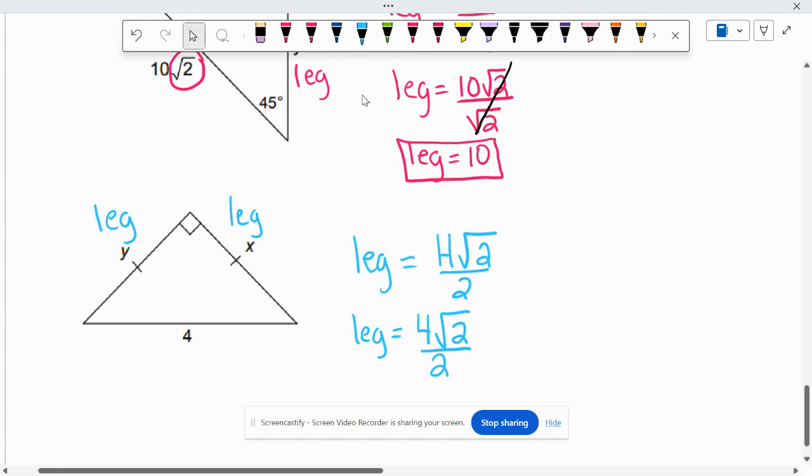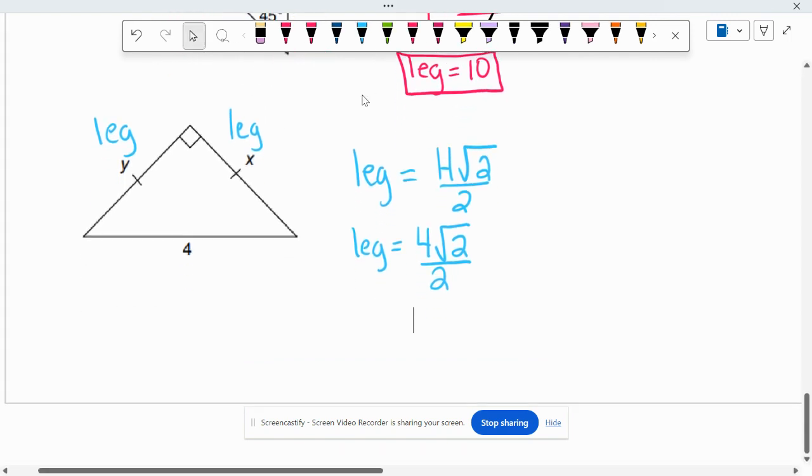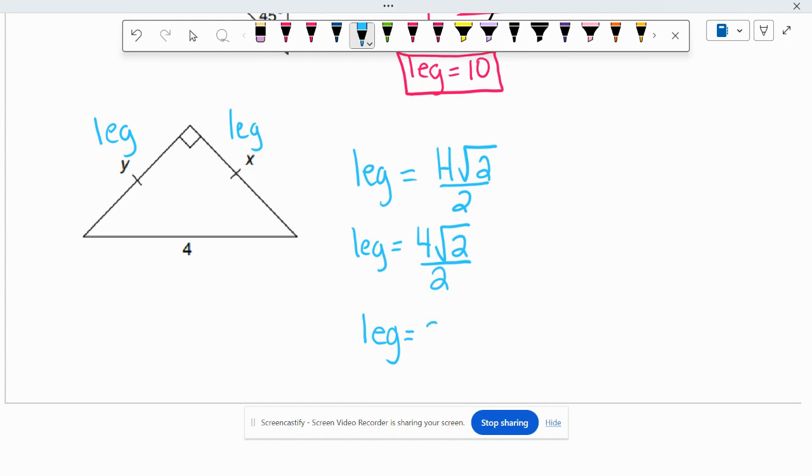Why am I doing that? Because I can do something special with that 4 and that 2. What can I do with them? Divide them. What is 4 divided by 2? So my final answer is 2 times the square root of 2. Those are the measures of my legs.